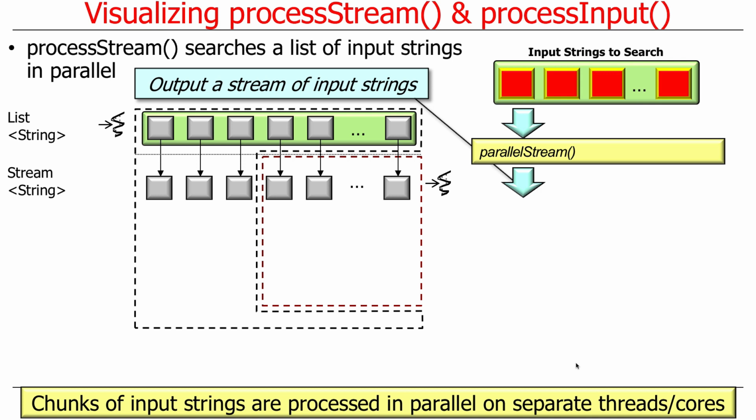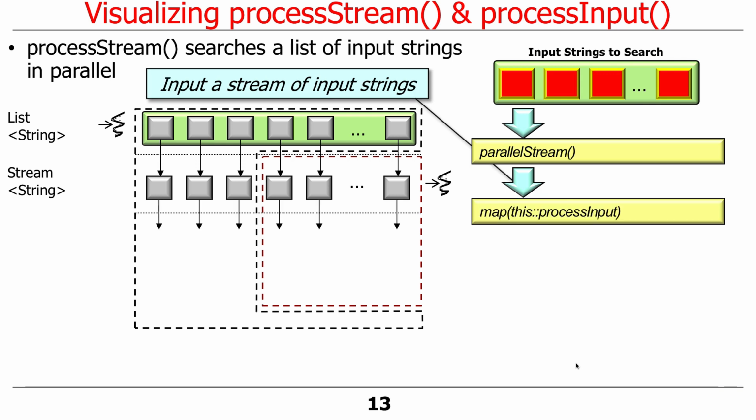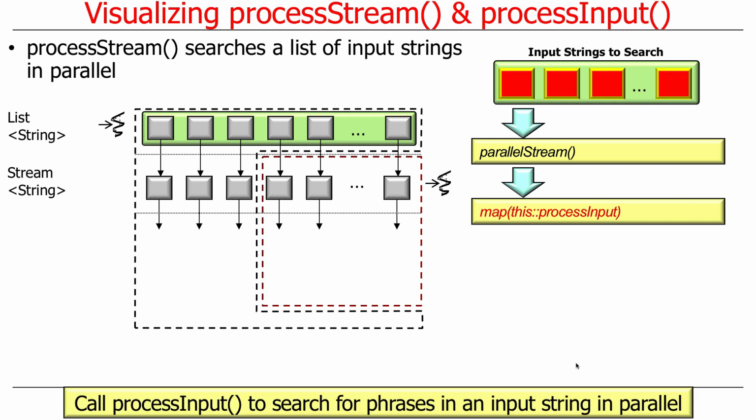The output of this is a stream of input strings, and that stream of input strings is then connected to the map method. Remember, map is an intermediate operation, a so-called higher-order function, and it takes a behavior as its parameter. What it's going to do here is call processInput, which is its behavior, and processInput will then search for the phrases in a given input string, in a given work of Shakespeare, in parallel.